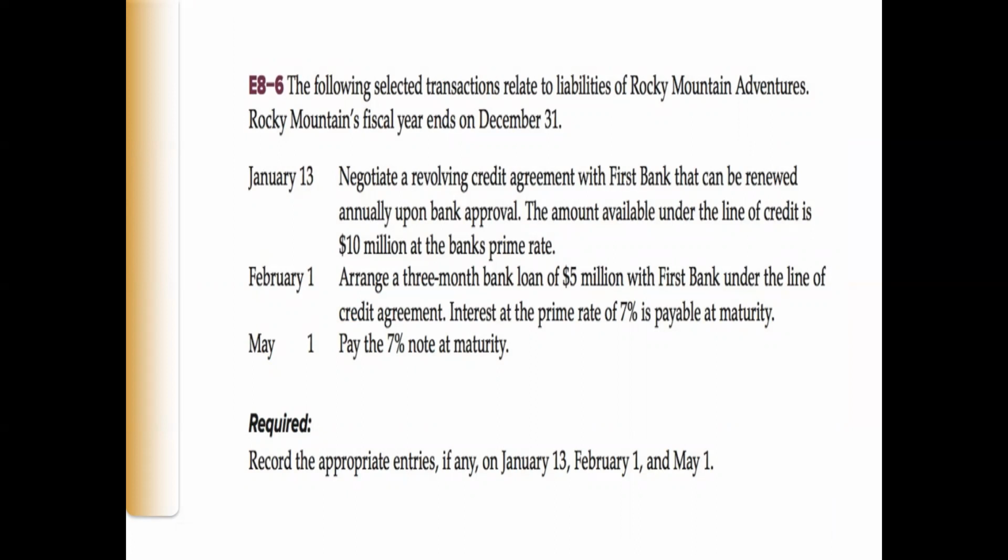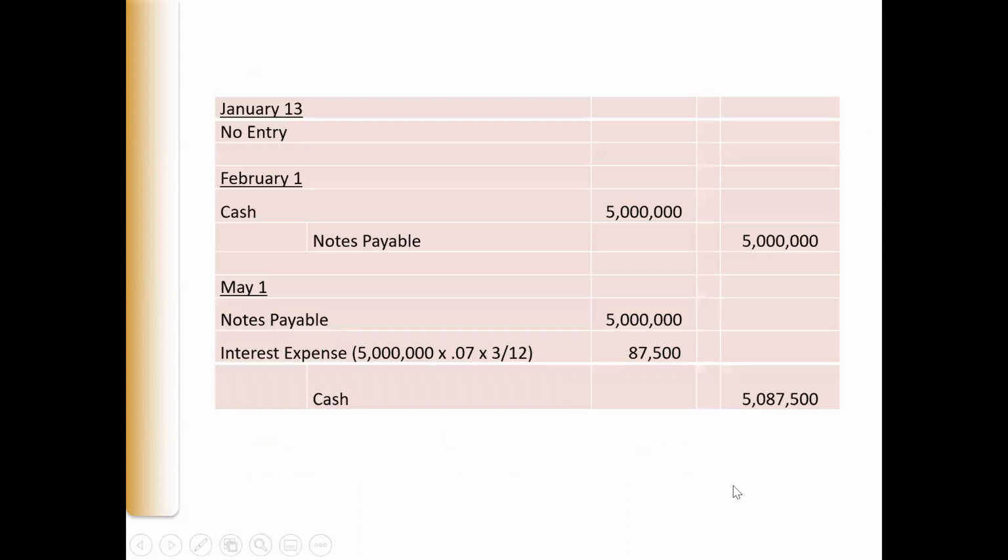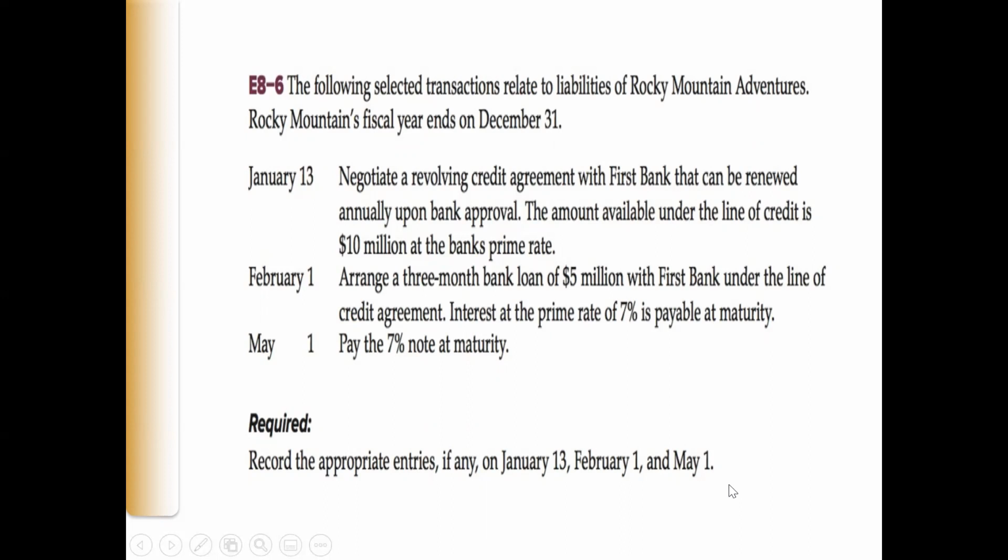Okay, moving on. Here we've got a problem. The following selected transactions relate to the liabilities of Rocky Mountain Adventures. They are negotiating a revolving line of credit. They arrange for a 3-month bank loan of $5 million at 7% interest payable at maturity. And then on May 1st, they pay the note. Record these entries. I'm going to have you all attempt this. I'll give you 2 minutes to attempt it.